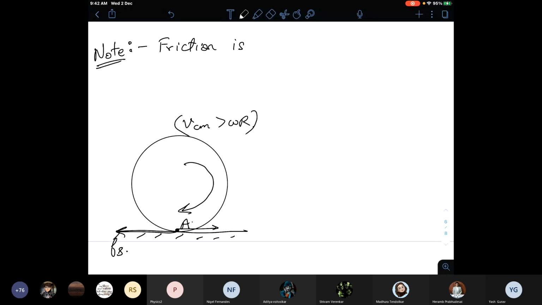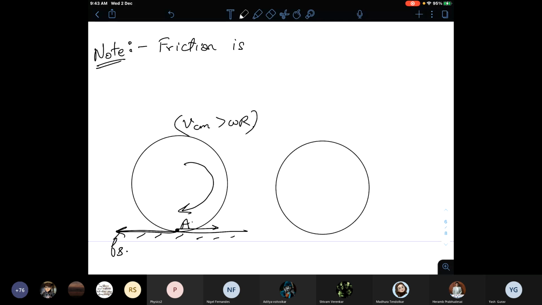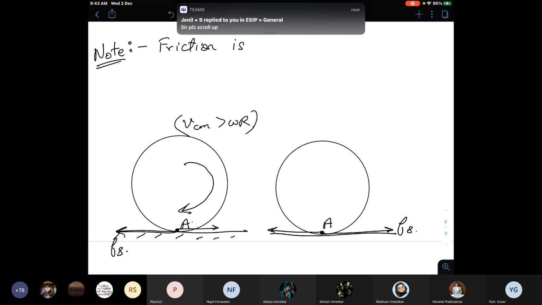But what if its tendency is to go in the backward direction? So if the point A has a tendency to go in the backward direction, what will the friction do? It will stop this tendency, it will oppose this tendency. How can it oppose this tendency? By applying a frictional force in the forward direction.